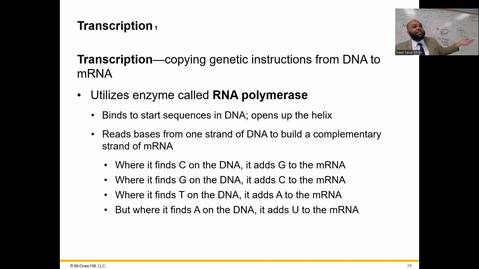But if it sees an A, the RNA polymerase is making ribonucleic acid, so it does not deal with thymine. It's going to put uracil, a U. This RNA polymerase is DNA dependent. I hate how they don't put that on the slide, because it is reading off of DNA. So its name is not just RNA polymerase, it is DNA dependent RNA polymerase.